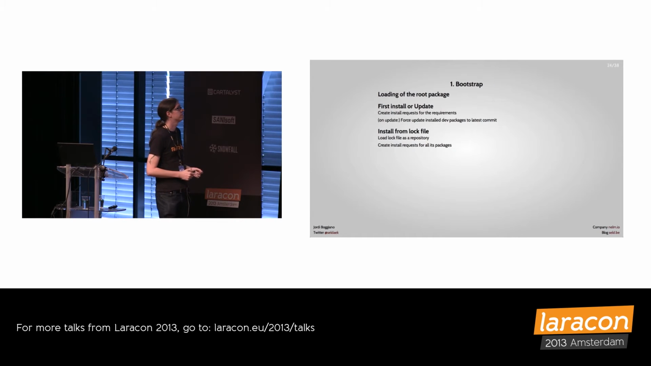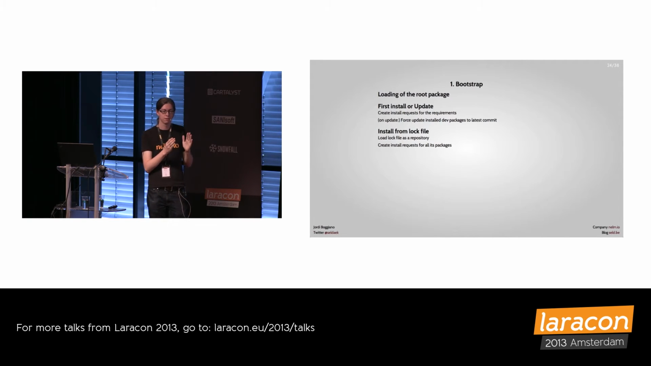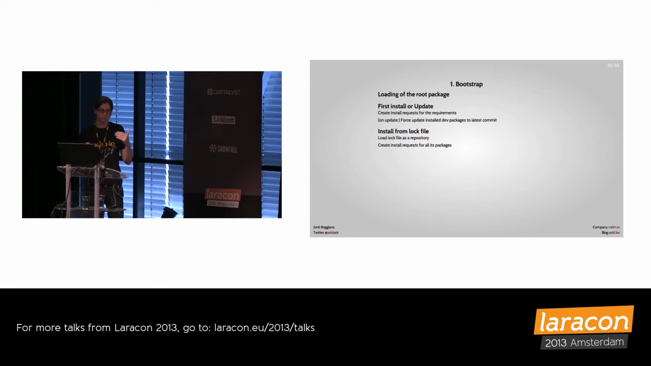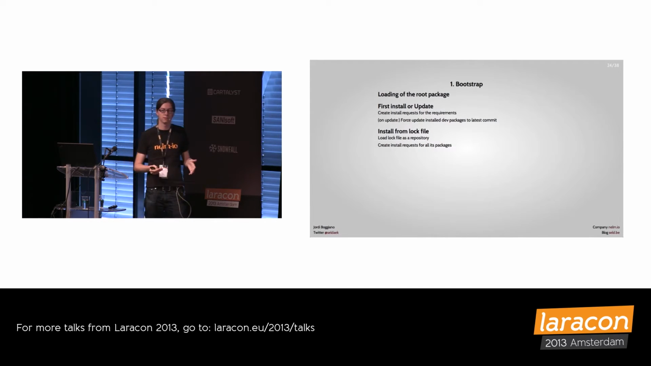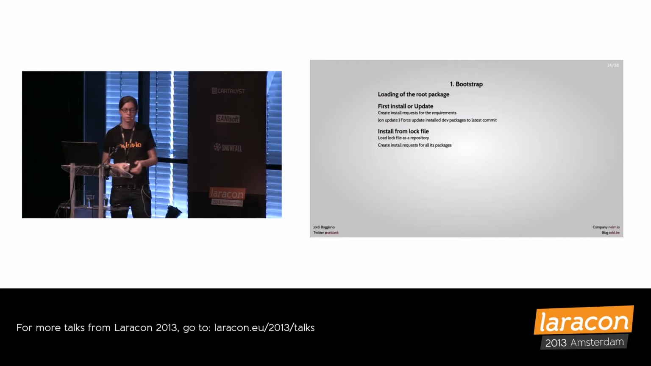Then we have this optional step here, which is on update. It's kind of a hack because a dev-master version is just the master branch. When you make a new commit to the master branch, it's still called dev-master, so it's really the same version. By default, the dependency solver sees, okay, we have dev-master, we need dev-master, all good, don't update anything. So there we do an additional check and see if there is actually a new commit available, then we force an update to that.